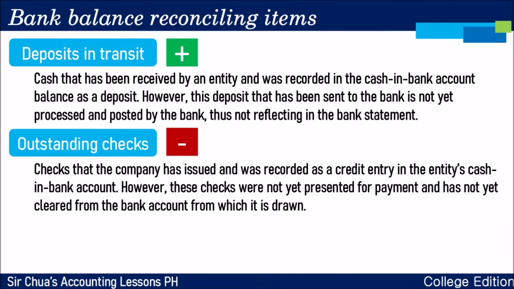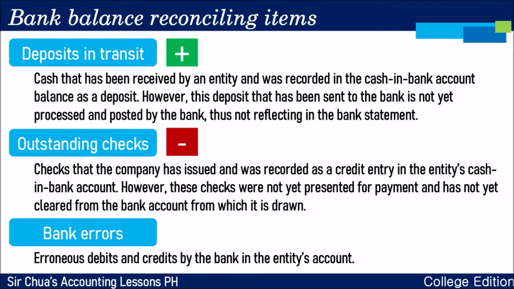Okay? And then, although it seldom happens, there might be chances that there are bank errors, like erroneous debits and credits by the bank in the entity's account. So, it's either you add it or subtract it depending on the situation. If the bank erroneously deducted from you, then add it. If the bank erroneously added to you, then deduct it. That's all. Okay? However, bank errors seldom happen because of course, banks have their own mechanisms and control procedures to avoid such bank errors.